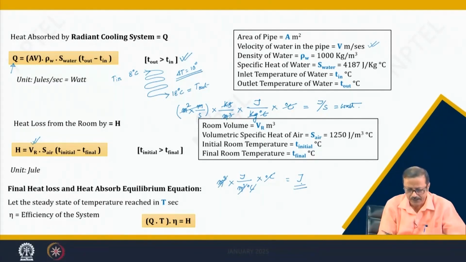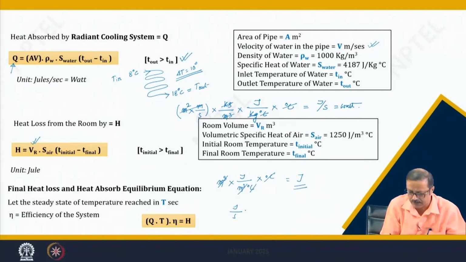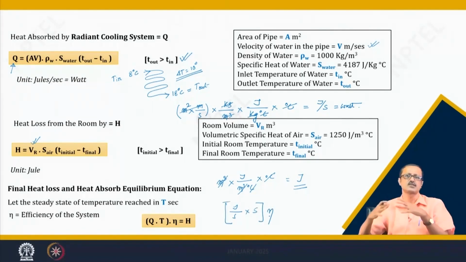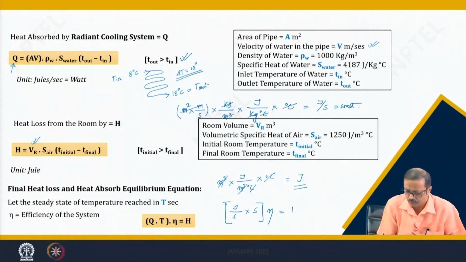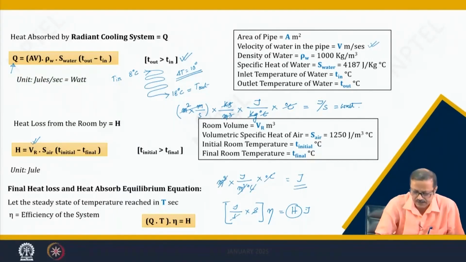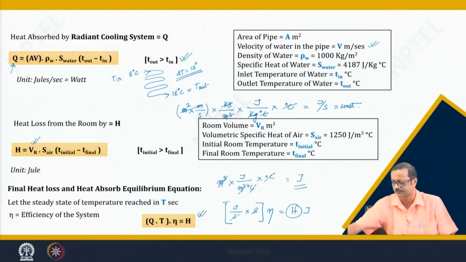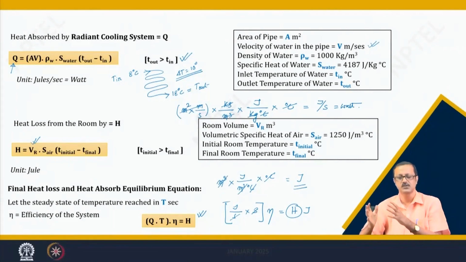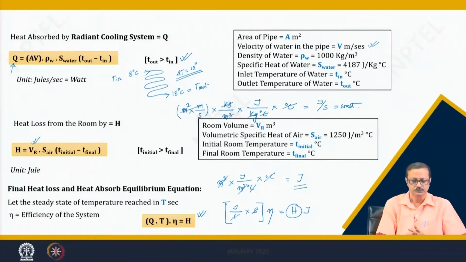So, Q into T, where Q is in joule per second, multiplied by t seconds and by a factor eta, because there will definitely be some losses, so there is an efficiency factor, must be equal to H, which is in joule. Both the right-hand side and the left-hand side units balance. So, finally, my mathematical modeling equation for radiant cooling will be Q into capital T into eta, the efficiency factor, must be equal to the heat lost by the particular space, H. Q and H can be computed by virtue of these two equations.